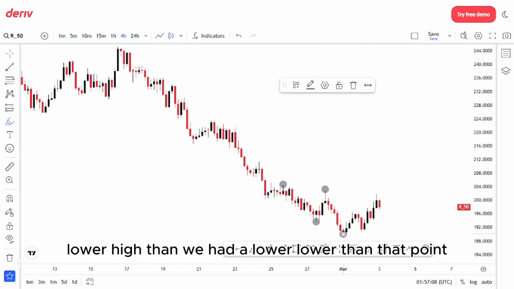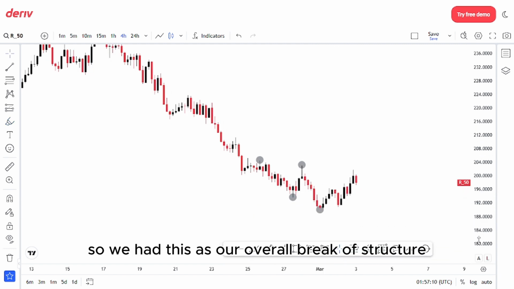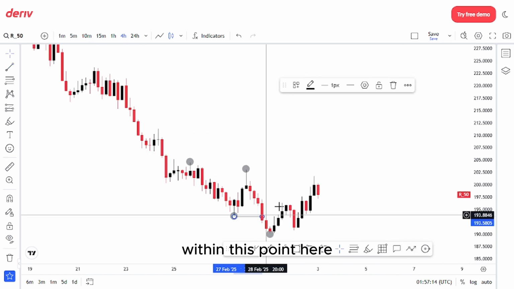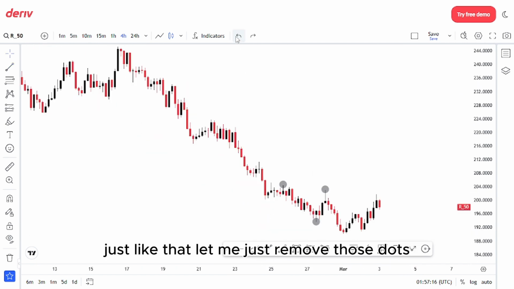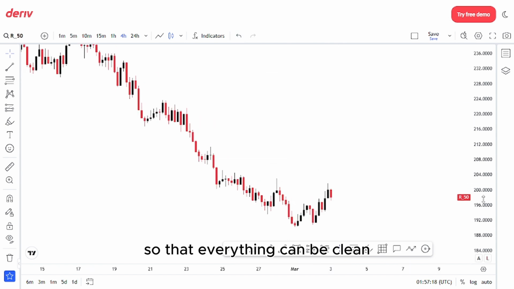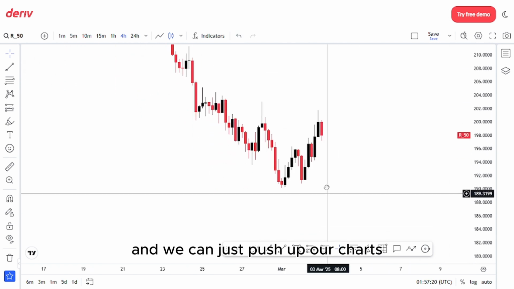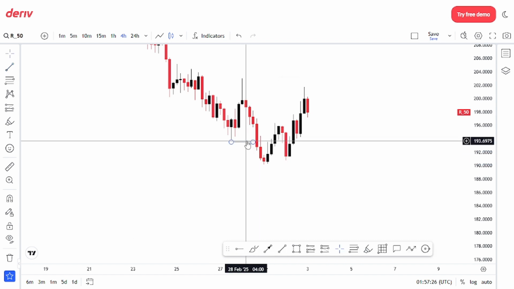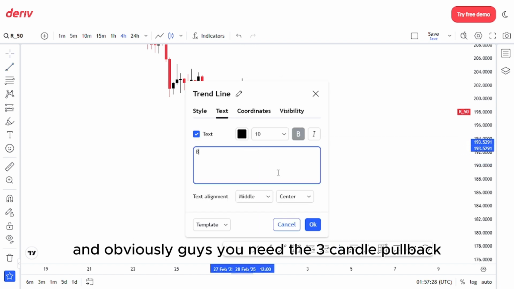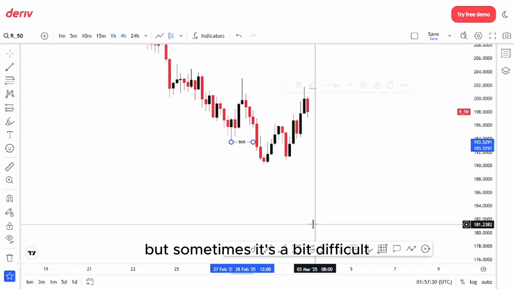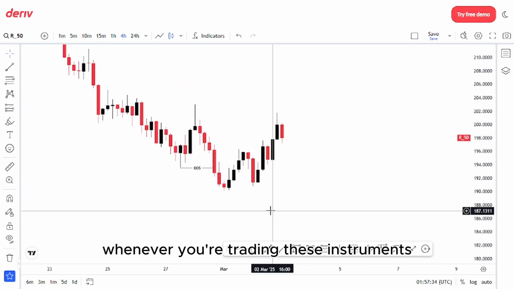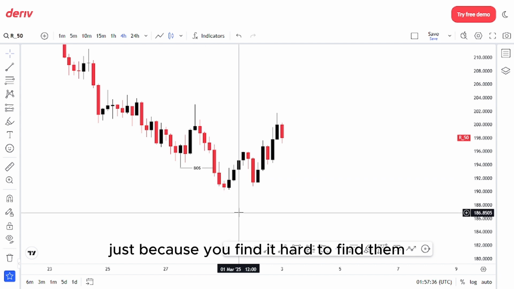we had a lower low within that point. So we had this as our overall break of structure within this point here, just like that. Let me just remove those dots so that everything can be clean, and we can just push up our charts, and we have a break of structure within this point. And obviously guys, you need the 3 candle pullback, but sometimes it's a bit difficult whenever you're trading these instruments, just because you find it hard to find them.